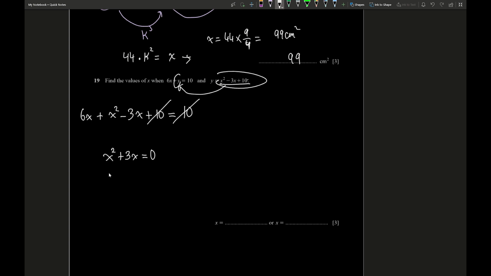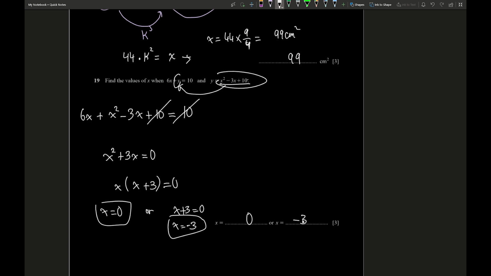And then you can just factor out x, which is equal to x multiplied by x plus 3 is equal to 0. Now you have two solutions for x. One is when x is equal to 0, or x plus 3 is equal to 0. So one solution is that when x is equal to 0, and the other solution is when x is equal to negative 3. That's it.